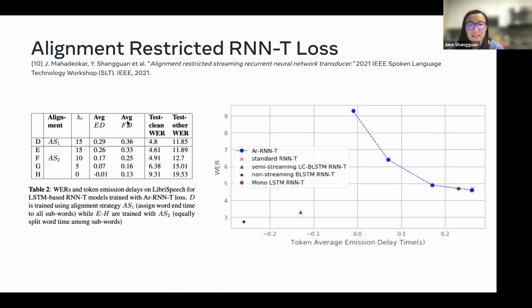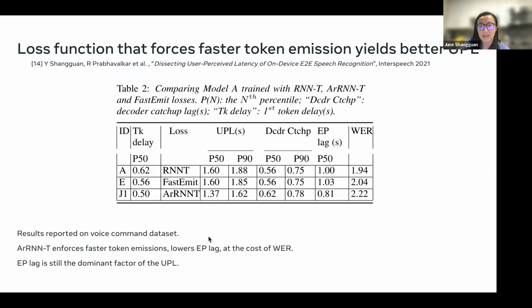So on the left-hand side table, we're plotting alignment restriction with respect to the right-hand side allowed token delay. And the quality is in terms of the Libre speech test clean, test other, as well as the token delayed average delay. So you can see that if you just do 0, the model was able to emit immediately on the ground truth time, but yes, there's a degradation for word error rate. And so back to the problem of latency.